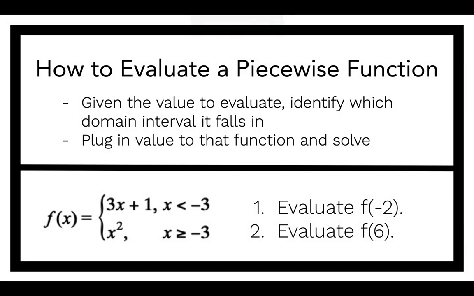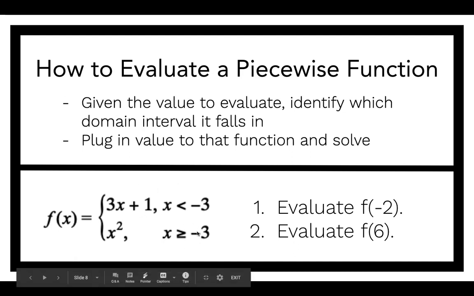So how to evaluate a piecewise function. In general, you will be given a piecewise function set up something like this. Given the value to evaluate, that's this number in parentheses, that -2 or this +6, identify which domain interval it falls in. Once you determine which interval it falls in, plug the value into that function. So this interval goes with this function, this interval goes with this function.